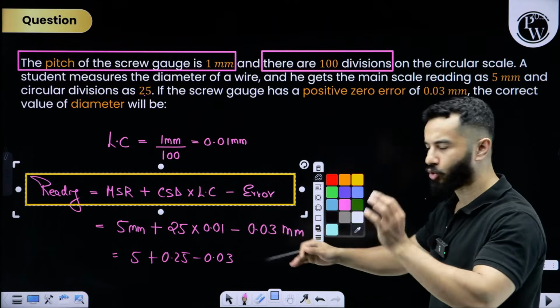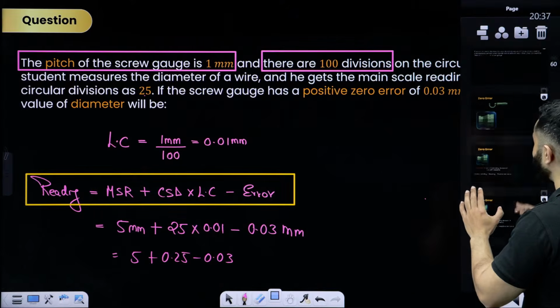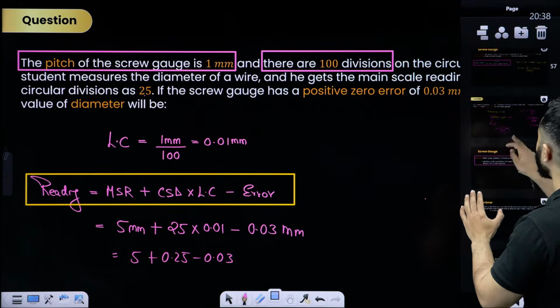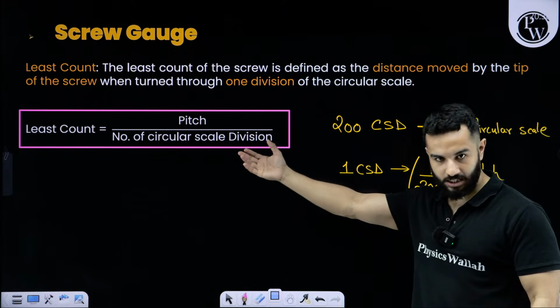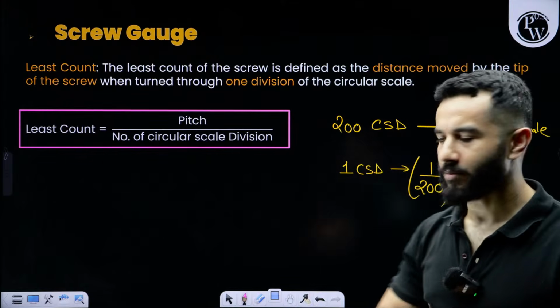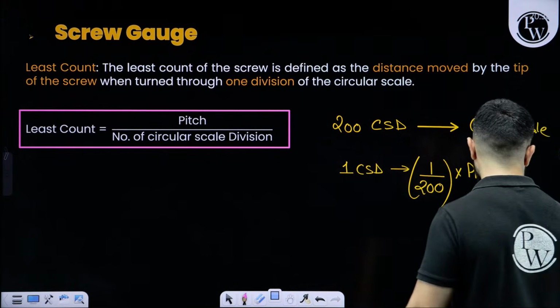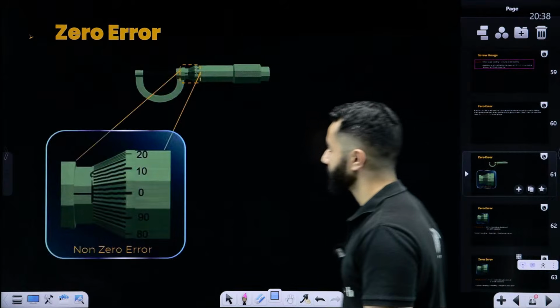So what I am trying to say is that writing the final reading is quite the same in both vernier caliper and screw gauge. The only difference is in the least count. But if you pay attention, you can understand how we have derived this formula of least count. This is the minimum measurement, the least measurement that we can take. Clear? Now let me also explain error, and then we can end this session.